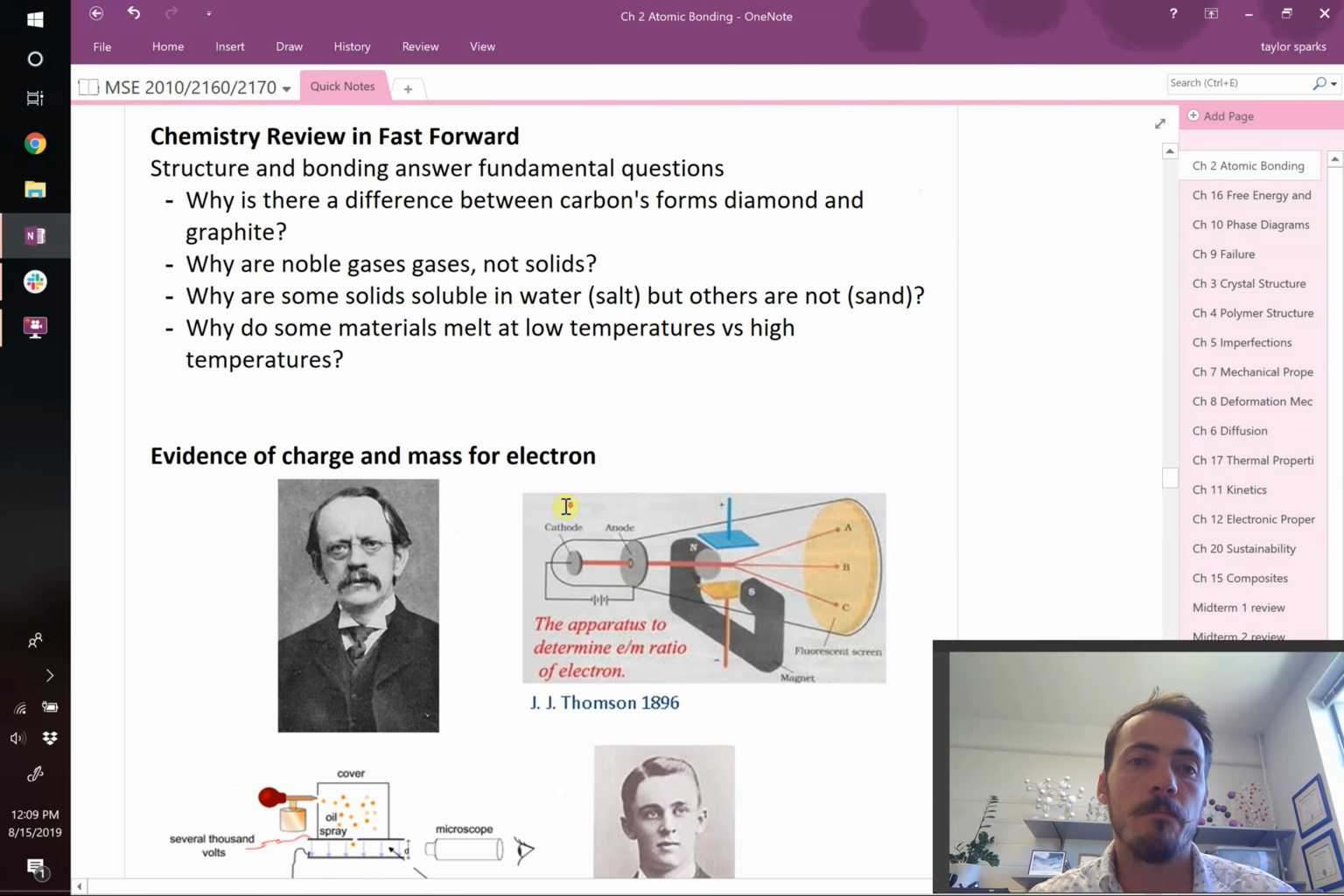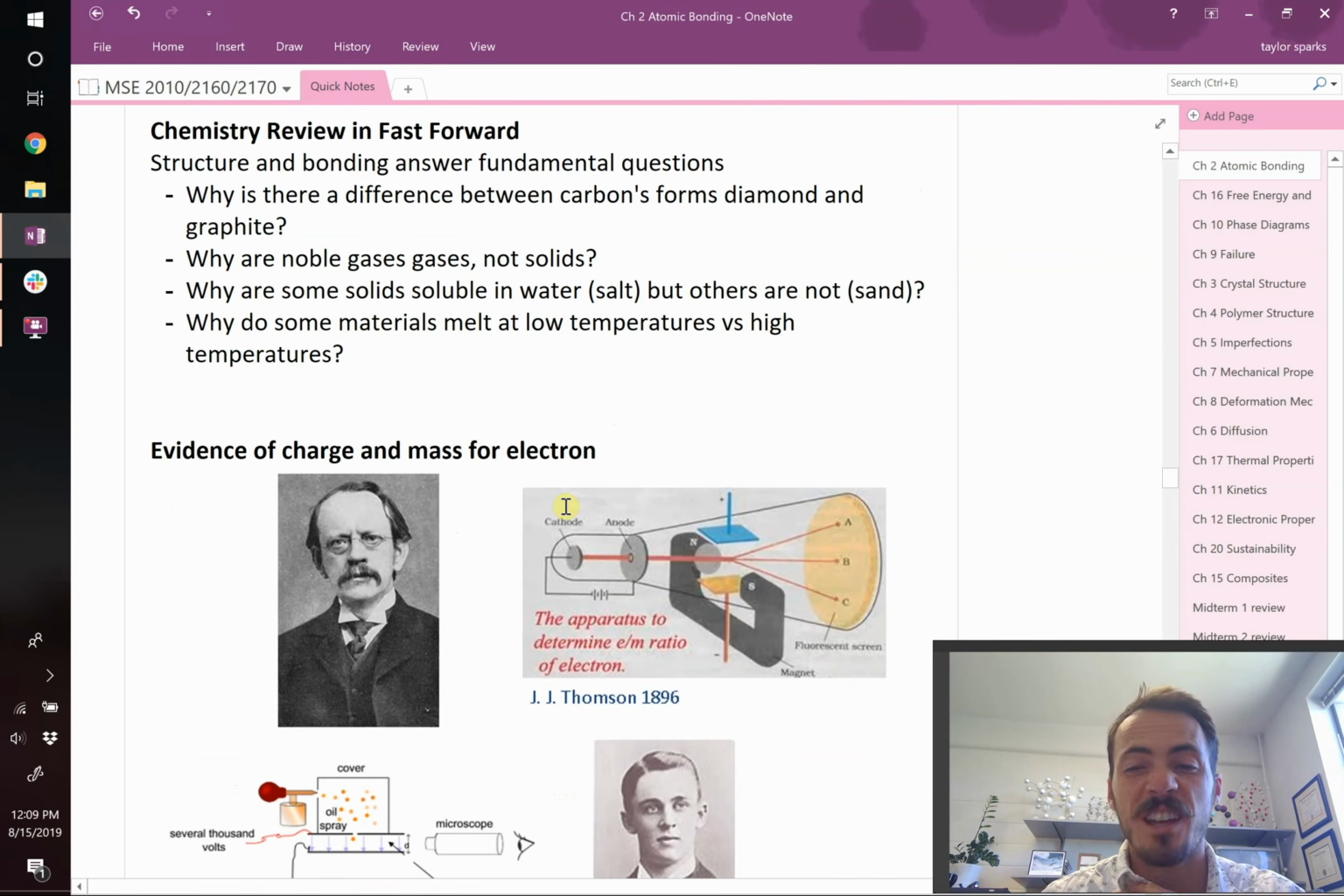Structure and bonding are important to cover because they lead to everything else in materials science. So much of materials science is built on bonding, so we have to have a pretty good understanding of it. For example, why are noble gases gases instead of solids? Why are some things soluble in water, but other things not? For example, sand won't dissolve in water, but salt will. So what's the difference there? It helps us answer questions like, why do some things melt at low temperatures, whereas other things only melt at high temperatures? So we need to understand it, and I'll give you some examples as we go.